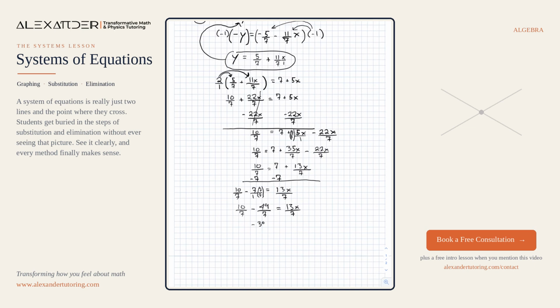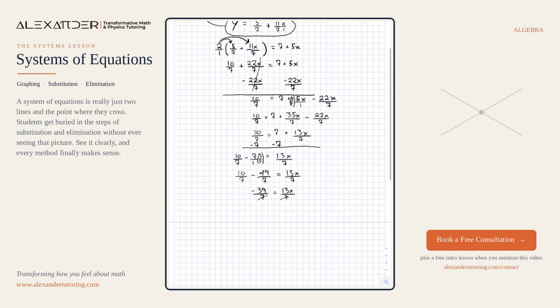Here you can see if you're not confident with your negative numbers, which a lot of students are not, you would run into trouble. And look at that, that's convenient. The 7s just cancel out if we multiply both sides by 7 to get negative 39 equals 13x. Finally, divide both sides by 13 to get x equals negative 3. That seems like a believable number.